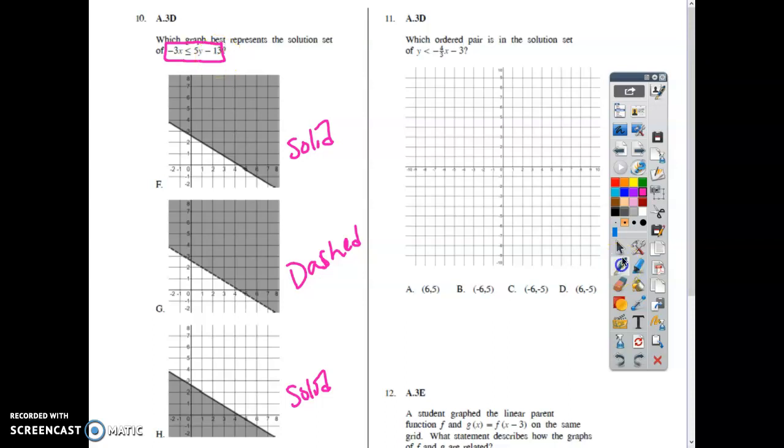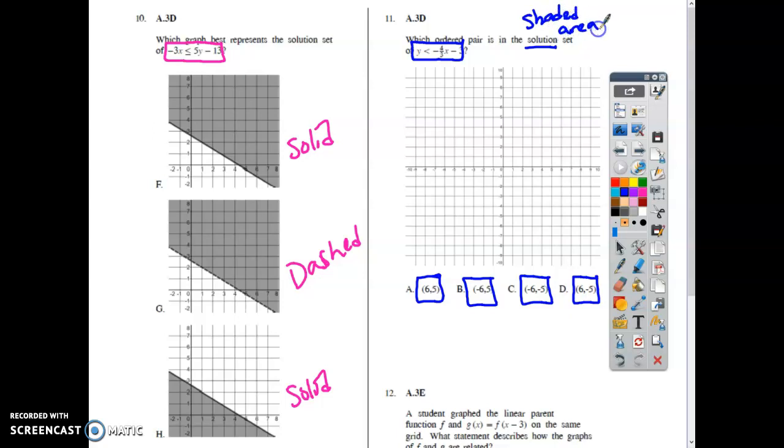Number 11, same thing. You're going to put this in Desmos, and you're going to put all of the answer choices in Desmos. Add these points, all of these points, add them in Desmos, and see where the point lands in the solution, okay, in the shaded area. It needs to be on the shaded area.